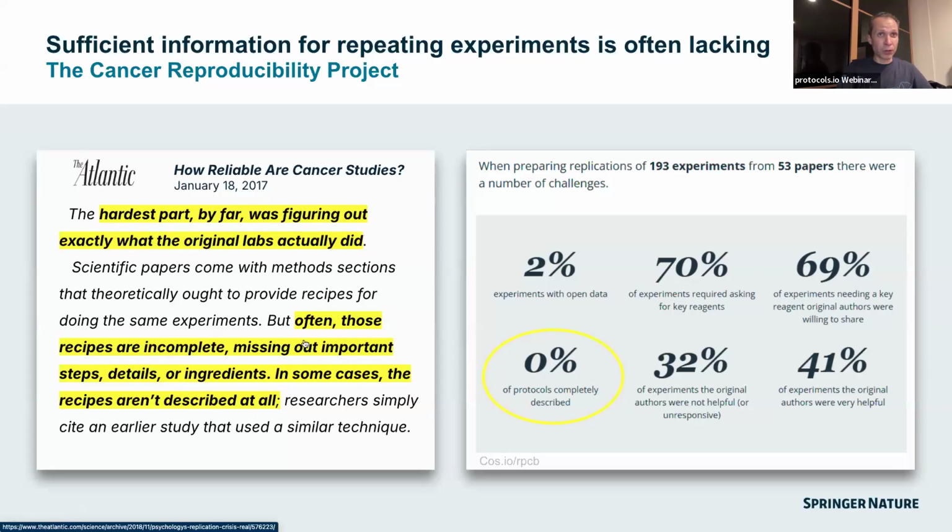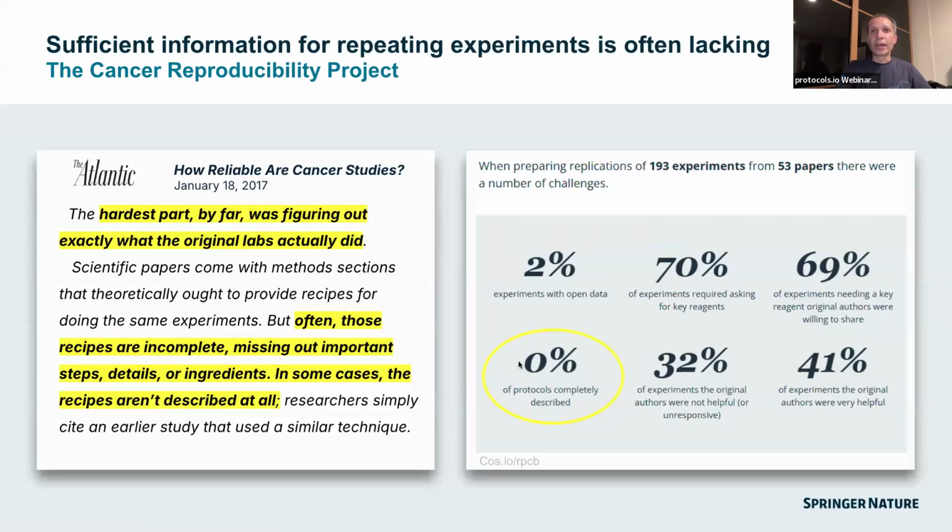And this is what we saw in the individual complaints on the previous slide. In the summary of this project, Center for Open Science says that 0 of the 193 experiments from these 53 papers had protocols adequately described. So this is a very common problem.